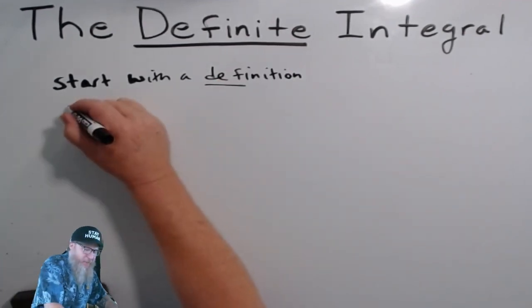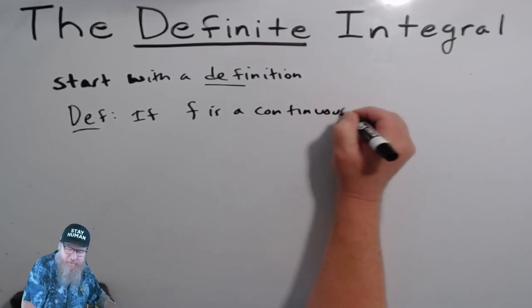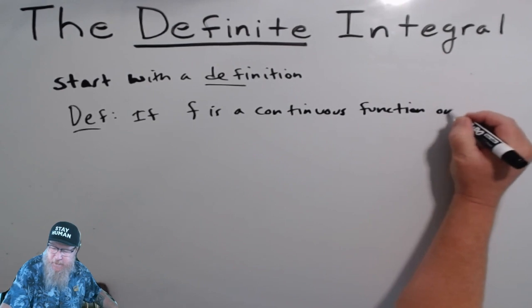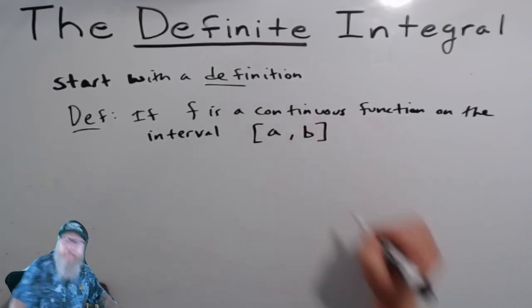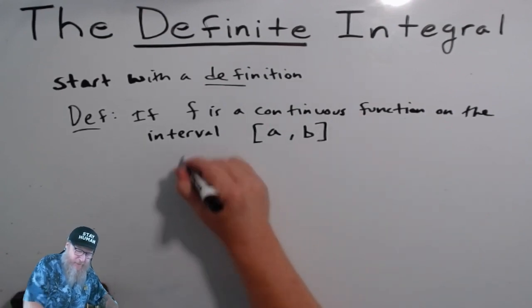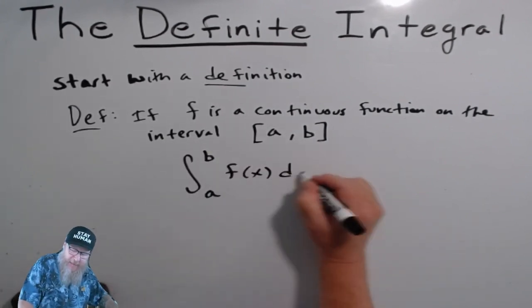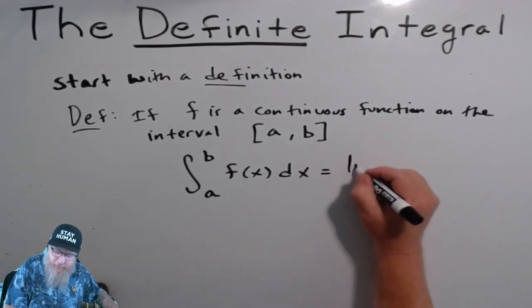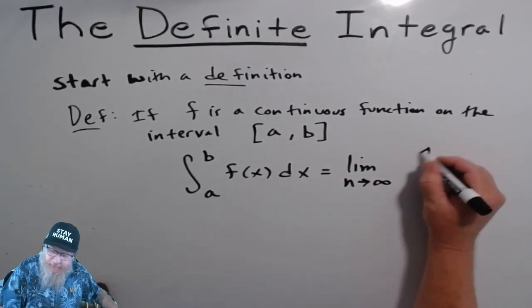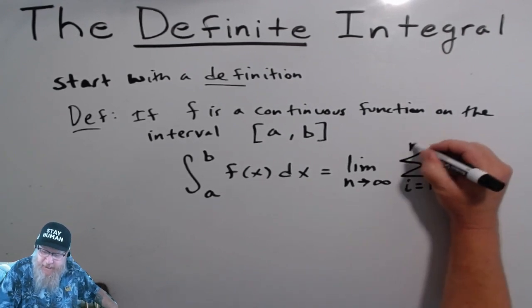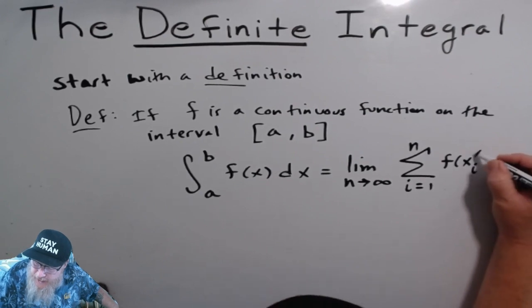Of the definite integral. So given a continuous function on the interval [a, b], the integral from a to b of f of x dx is equal to the limit as n approaches infinity of the Riemann sum from i equals 1 to n of f of xi star.